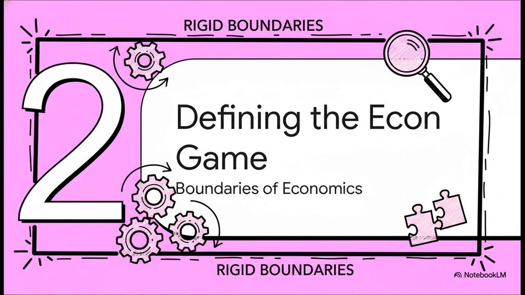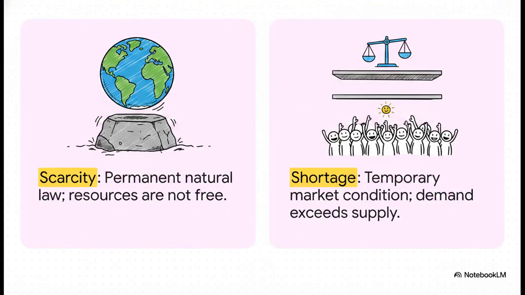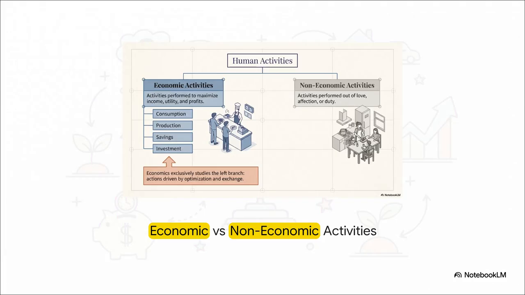Moving right along to section 2, defining the economic game. We really need to clear up a super common misconception right off the bat. Scarcity and shortage are not the same thing. Scarcity is a permanent law of nature. A shortage, on the other hand, is just a temporary market glitch where demand exceeds supply at a certain price. So basically, economics manages permanent scarcity using prices to fix temporary shortages.